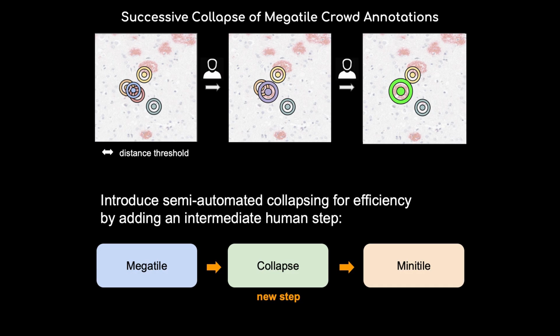Now, we haven't done this yet, but I'm going to describe to you what we're intending to do. So the idea is that at each collapsing step, we're going to ask the person to make the determination.